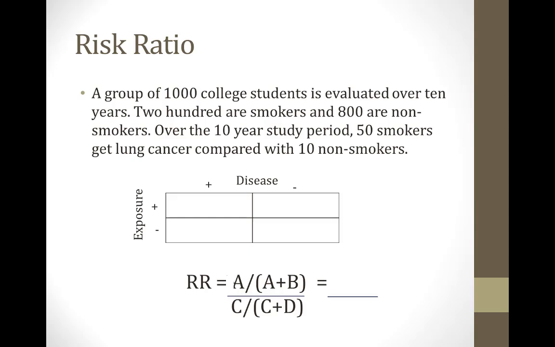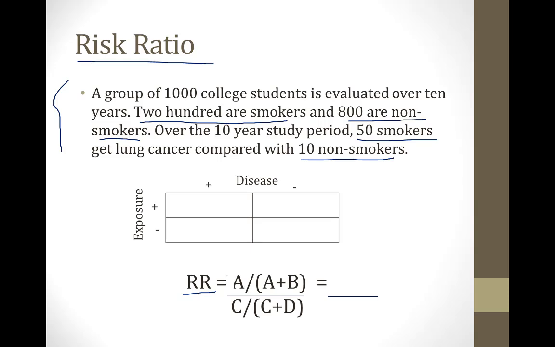So now let's do something a little bit more complicated, which is to calculate a risk ratio based on a question stem. On the board, you're often given a question stem, and you have to fill in the 2x2 table yourself in order to use the equation for risk ratios. So let's do that now. The question stem says a group of 1,000 college students is evaluated over 10 years. 200 are smokers and 800 are non-smokers. Over the 10-year study period, 50 smokers get lung cancer compared with 10 non-smokers.